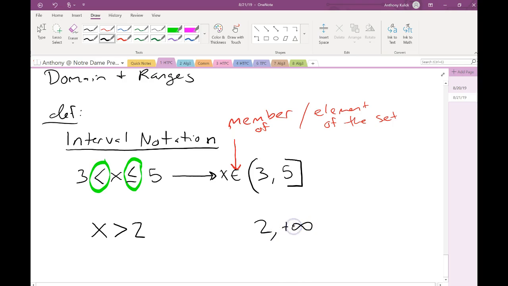I like to put a positive or negative in front of my infinity just so I don't confuse myself. You don't need to put the plus sign in front of your infinity. I just do that because that's what I'm used to doing. But it's correct to not include the positive sign there if you don't want to.